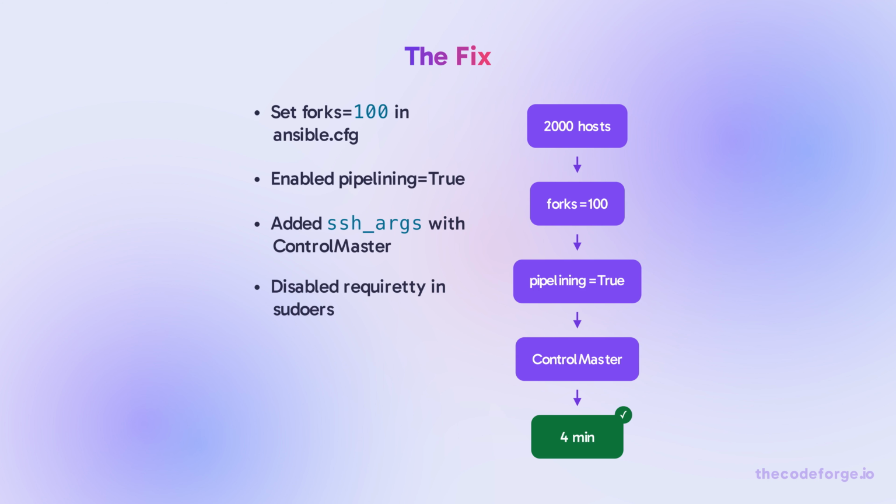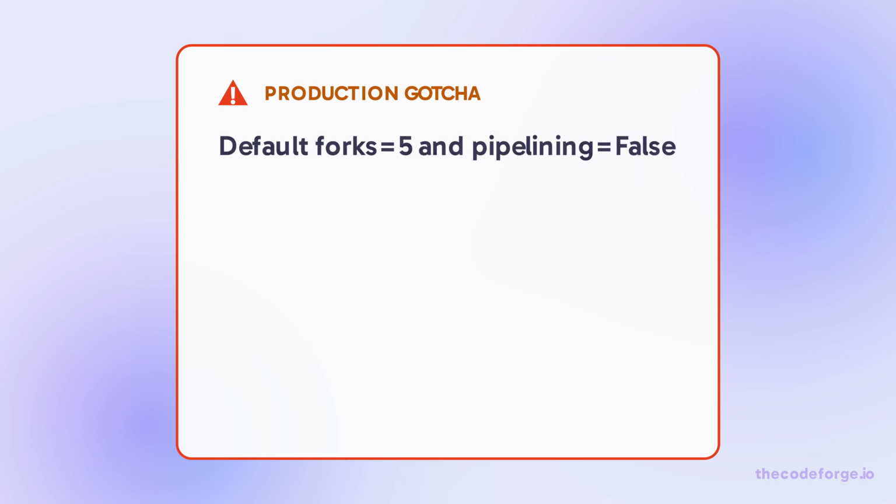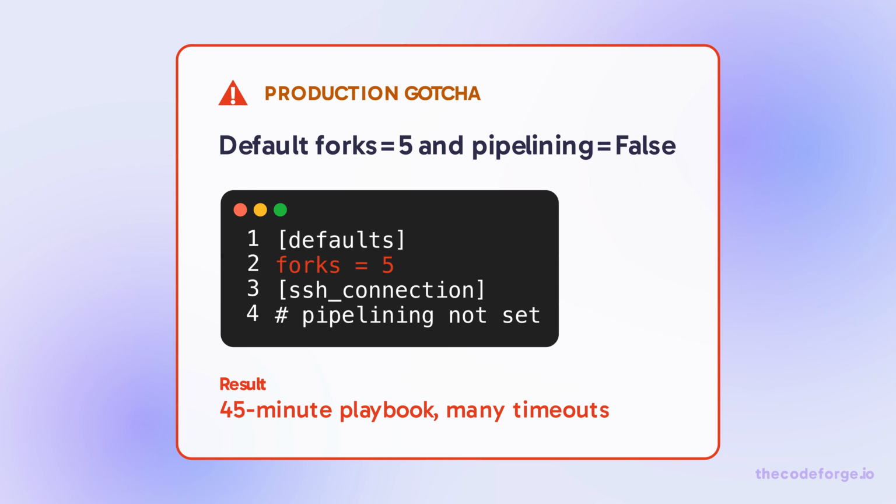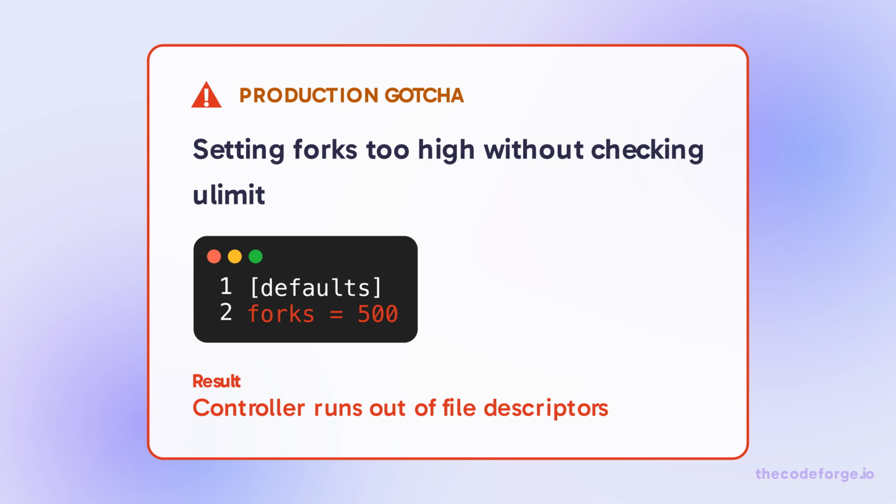The same playbook ran in under 4 minutes. The incident was caused by default forks = 5 and pipelining not enabled. This is the single worst line. Forks always override defaults for production. Setting forks too high can overwhelm the controller's CPU, memory, and file descriptor limits.